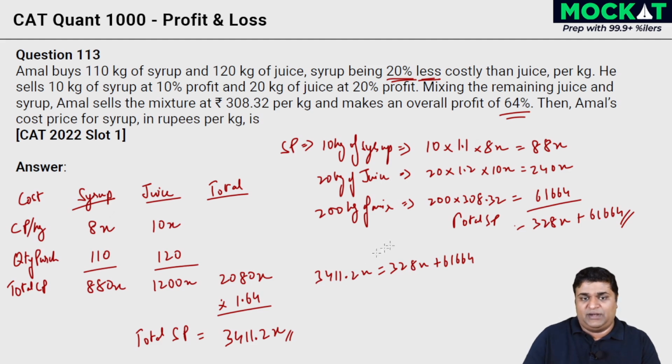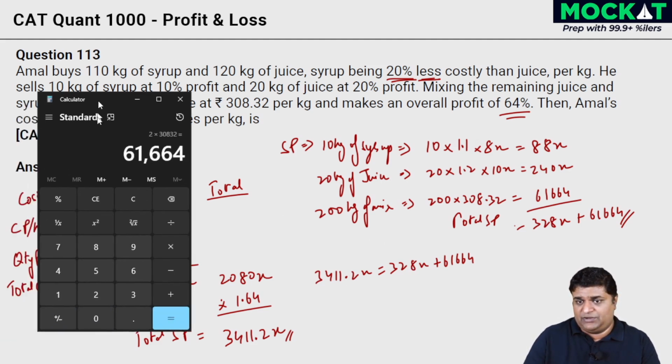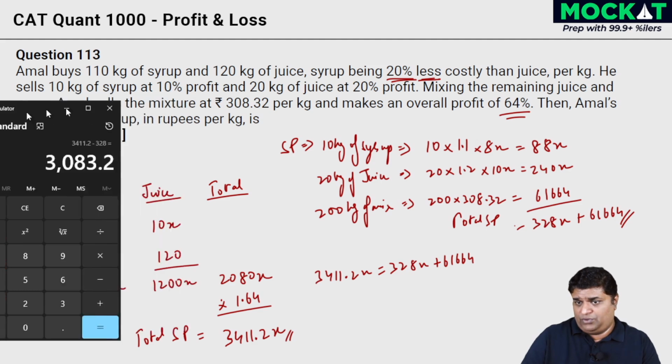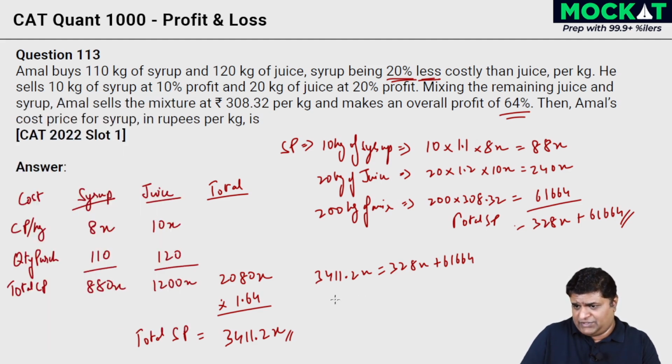So you bring the 328 over here to the other side. What's it going to be? Once again, you can use the calculator for this. 3411.2 minus 328, that's 3083.2. Okay, so you get 3083.2x equals 61664.